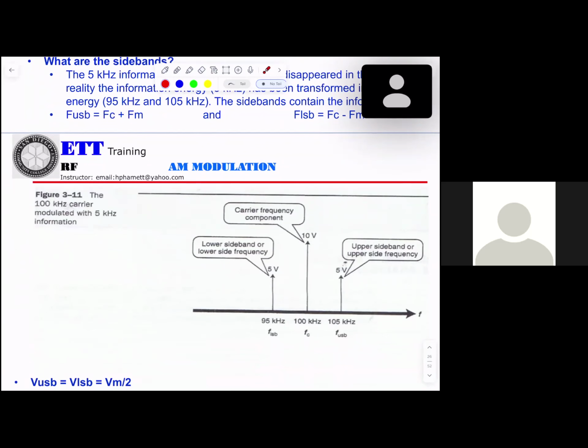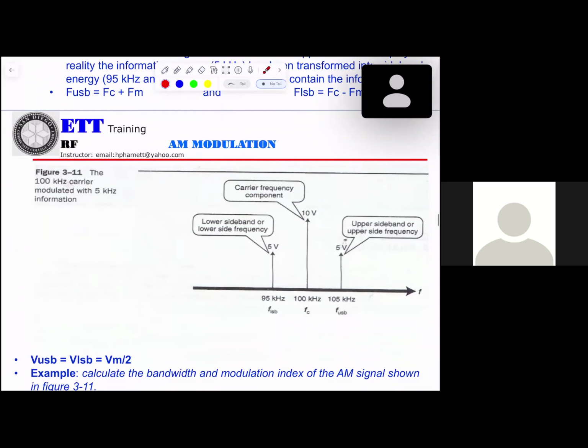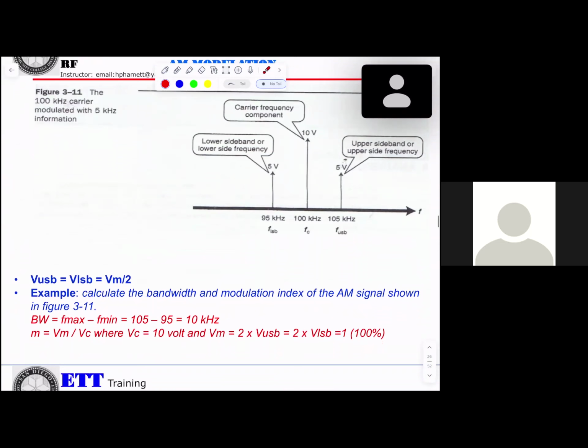Okay, so basically on that one, we already did that. And basically you see what they said: calculate the bandwidth and modulation index of the AM signal. So bandwidth will be F max minus F min, 105 minus 95, 10 kilohertz for bandwidth. So M, we already know the formula, Vm over Vc.